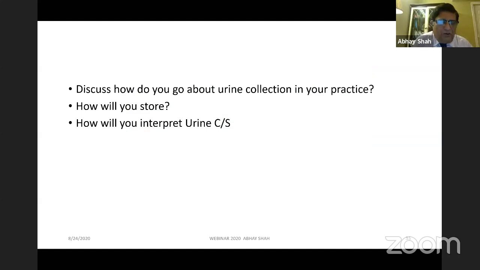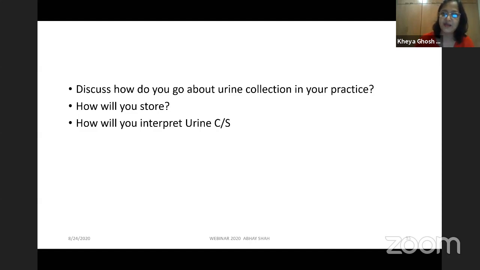Dr. Kheya, how will you collect urine? Sorry, how will you store it, and how will you interpret the culture report? I think all of you know there are different methods of urine collection, but they are very cumbersome, and it will depend upon the baby and the condition of the baby. If the baby is very sick and admitted, you can go for a suprapubic sample.